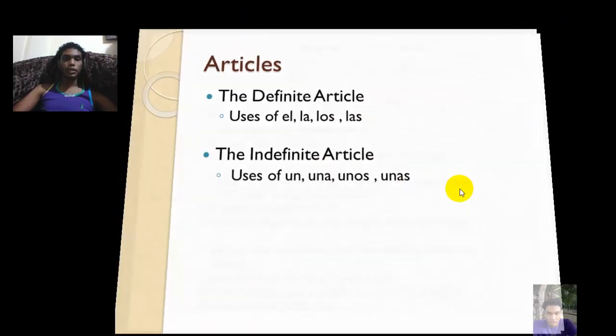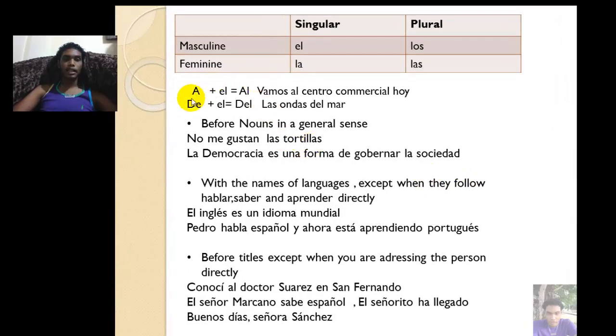Okay, please note that a plus el is al. Por ejemplo, vamos al centro comercial hoy. We're going to the mall today. De plus el is del. Las ondas del mar. The waves of the sea. Okay, so we just need to note that these two are very important in speaking Spanish and writing Spanish also.